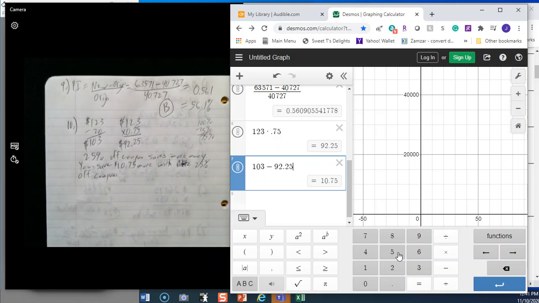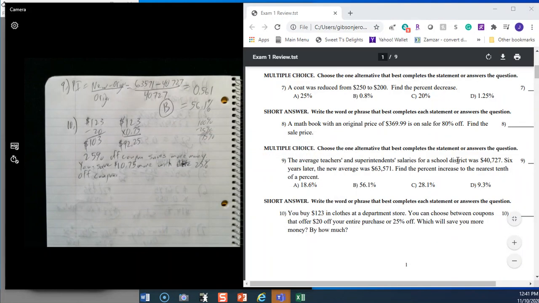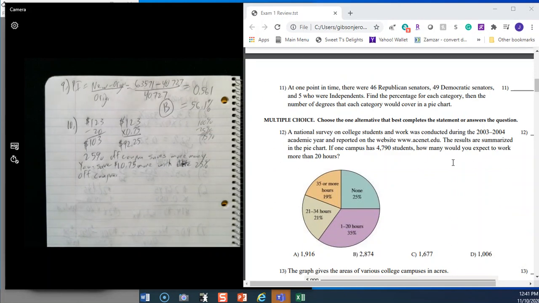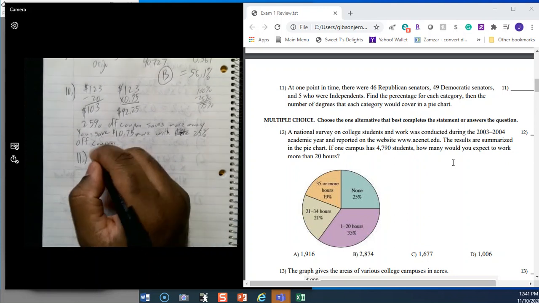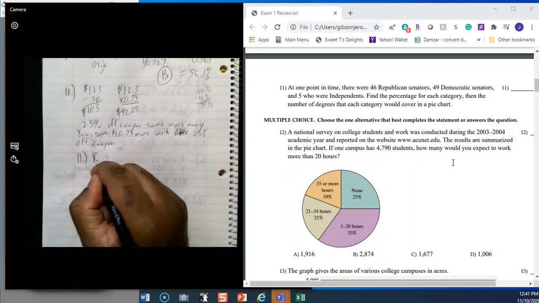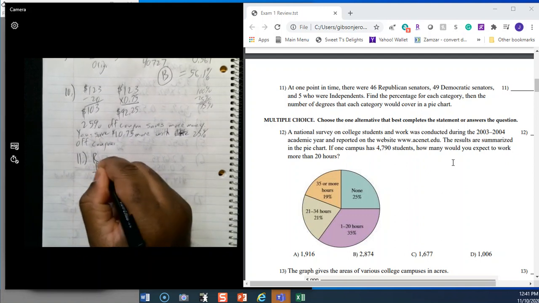All right, so that took care of problem number 10. Now we go on to problem number 11. At one point in time, there were 46 Republican senators, 49 Democratic senators, and 5 who were independents. Find the percentage for each category, then the number of degrees that each category will cover in a pie chart. Okay, so first of all, there are 100 senators. So they wanted us to find the percentage. So I'm just going to abbreviate R for Republican, D for Democrat, and I for Independent.